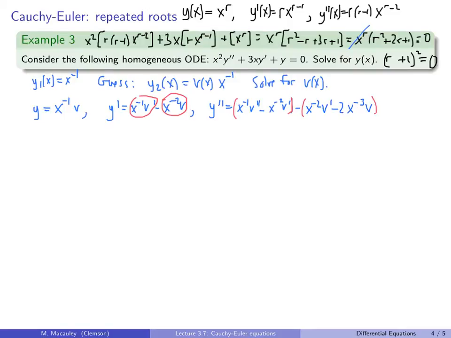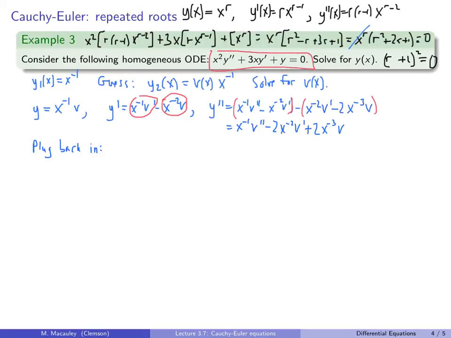Okay, so let's simplify that a little bit. That's going to be x to the minus 1 times v double prime minus 2, that should be an x, to the minus 2 times v prime plus 2x to the minus 3 times v. And yeah, so next thing, let's plug this back in. Plug back in. So we're going to plug into this equation, boxes so we don't lose it.